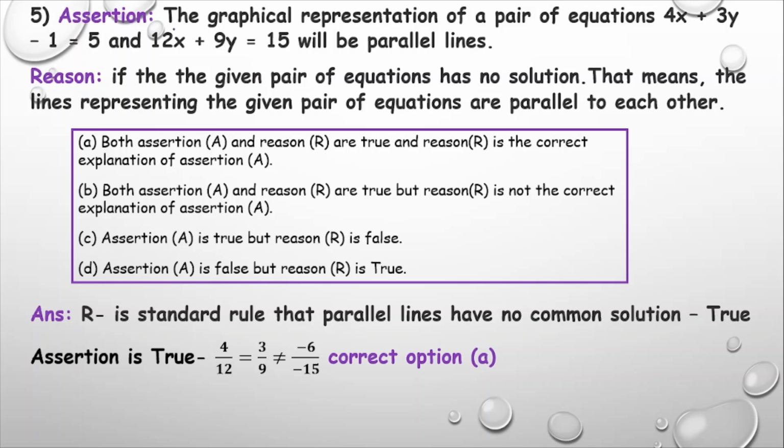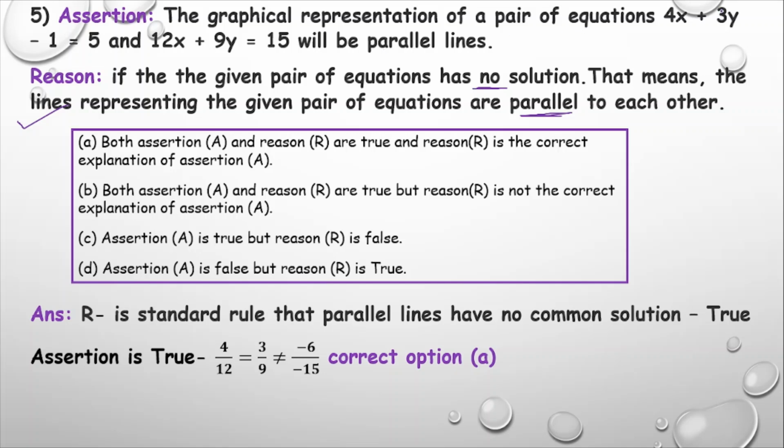Question 5. Assertion: the graphical representation of a pair of equations 4x plus 3y minus 1 equal to 5 and 12x plus 9y equal to 15 will be parallel lines. Reason: if the given pair of equations has no solution, that means the lines representing the given pair of equations are parallel to each other. So the reason is a true statement, because when there is no solution, the representation will be parallel lines. We opt it as correct.